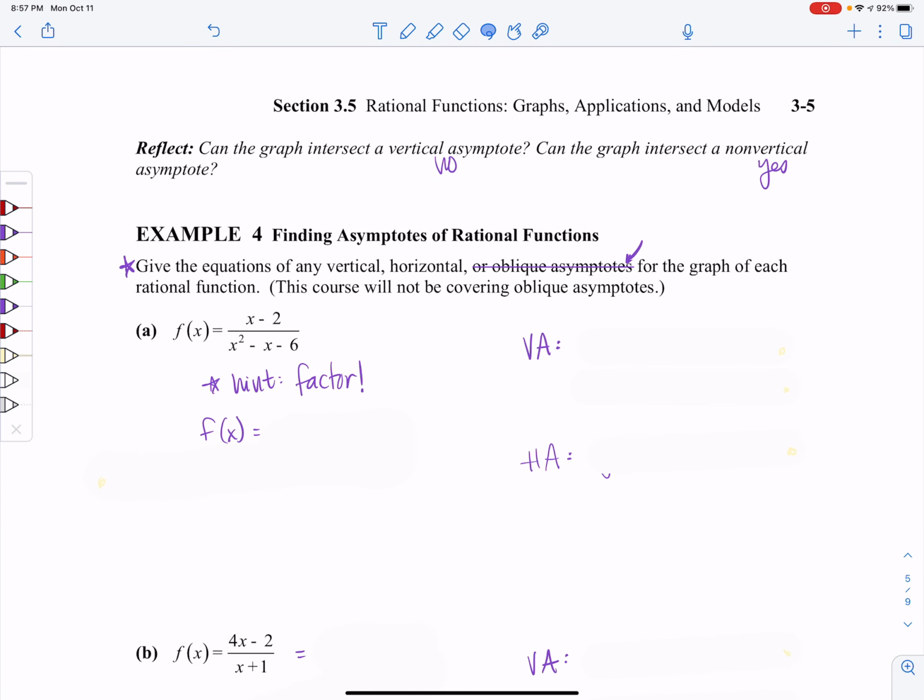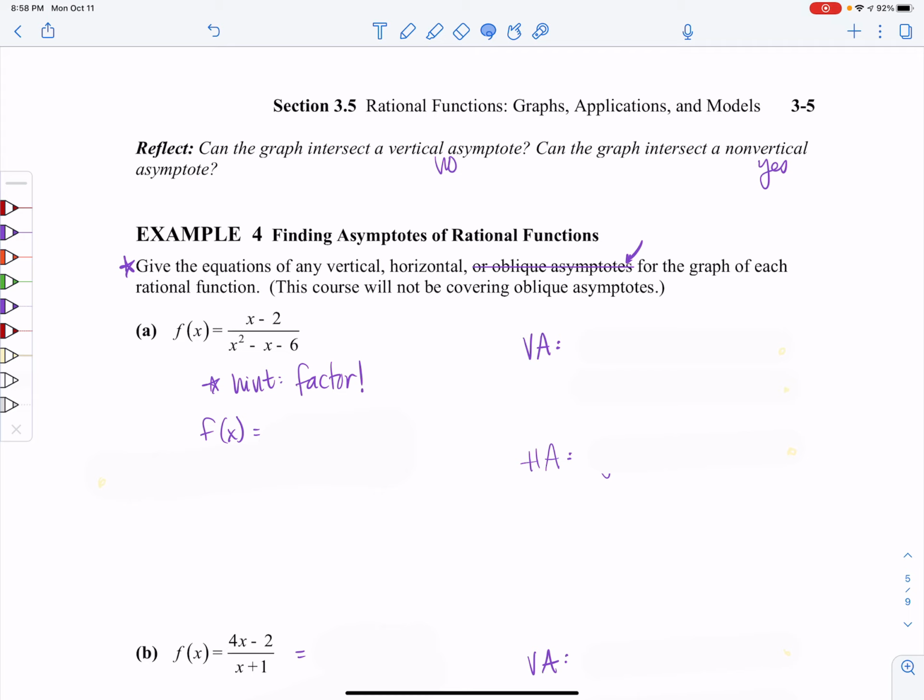Just a real quick reflection question here before I jump into examples. Can a graph intersect a vertical asymptote? No, it cannot. However, one of the things that you're going to see either in this video or the next video is that, yes, you actually can intersect a horizontal asymptote. You can intersect a horizontal asymptote.